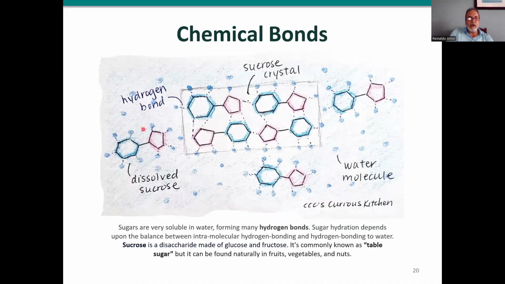This is sucrose, by the way, surrounded by water. It was in a crystal, right? Sucrose. This is like table sugar. You can see that it's separated by water into sucrose molecules.